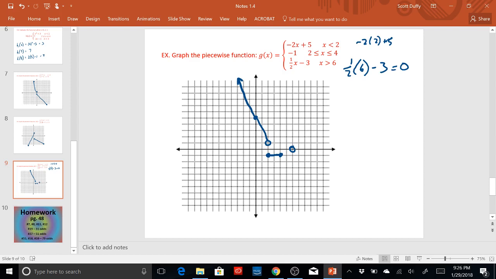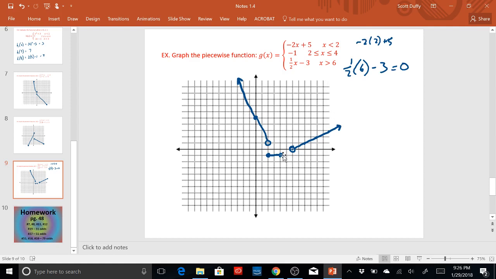1/2 x minus 3 would go right here. Negative 3, 1/2, 1/2, 1/2. It would follow that, but then it hits this. Then I go up 1/2, up 1 over 2, up 1 over 2 from there, and that's when x is greater than 6. So I'm only going to do the right part from that point. I don't care about these 2 points, so I'll erase them. And that's all there is.